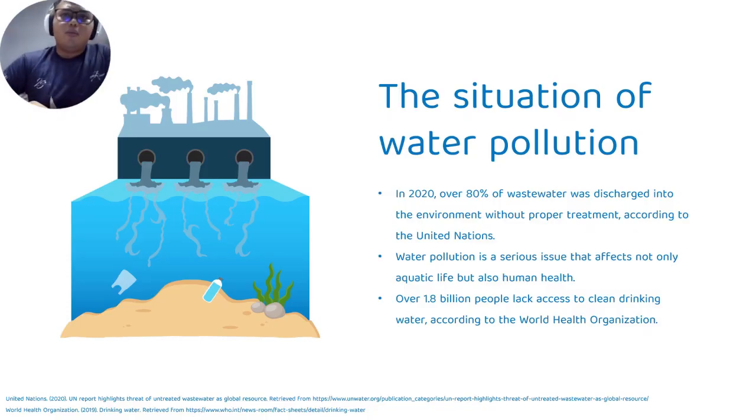For the situation of water pollution, the situation is quite alarming. In 2020 itself, over 80% of wastewater was discharged into the environment without proper treatment, according to the United Nations. This means that the vast majority of wastewater is not treated before it is discharged into the rivers, lakes, or the oceans, leading to serious water pollution.